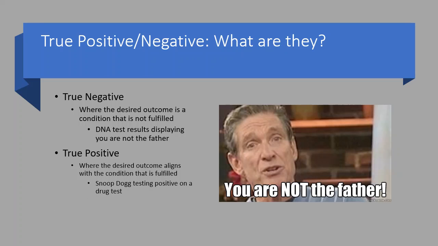A true positive condition is where the outcome or the result aligns with the condition that is being fulfilled. For example, Snoop Dogg smokes weed, he does psychedelics, and he tests positive for a drug test. That is considered a true positive condition.